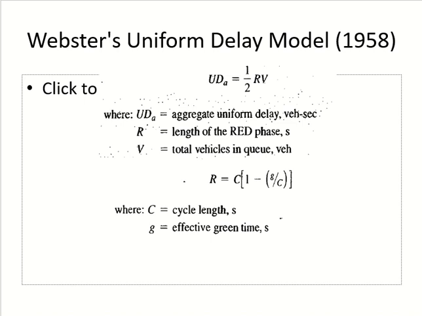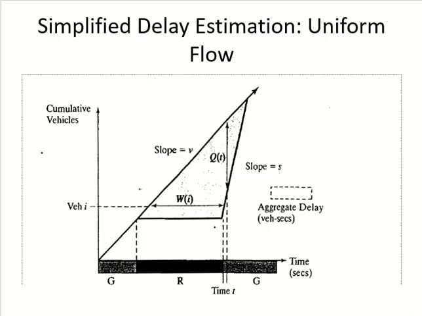So he gave this equation in 1958 when I was young, and I'm still teaching it. According to his equation, delay is half R into V. R is called the effective red time, and V is the number of vehicles in the queue. If you look at this diagram, actually you will know how or why he is saying half R into V.